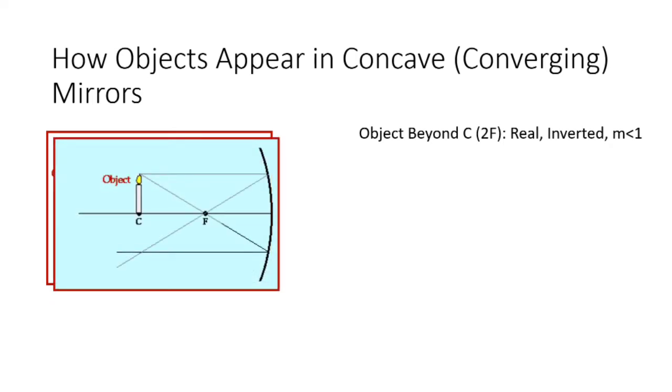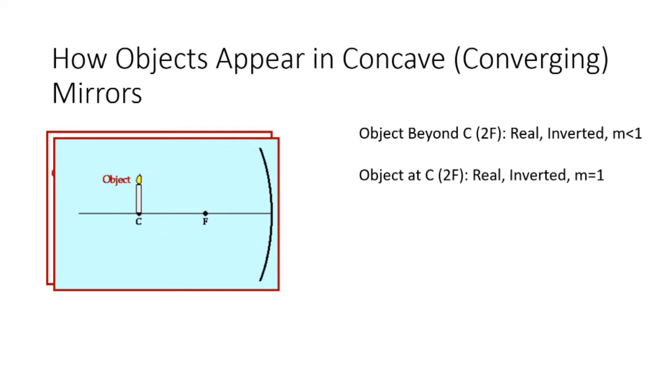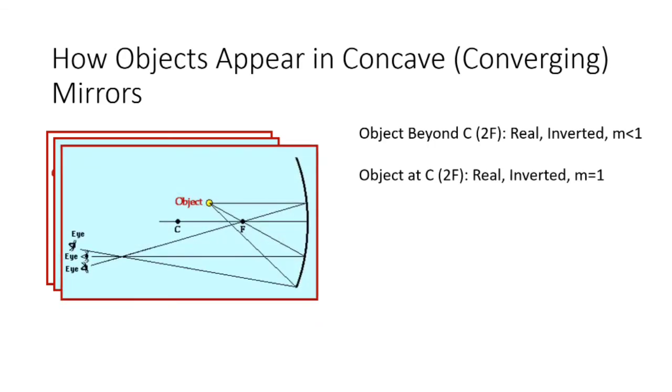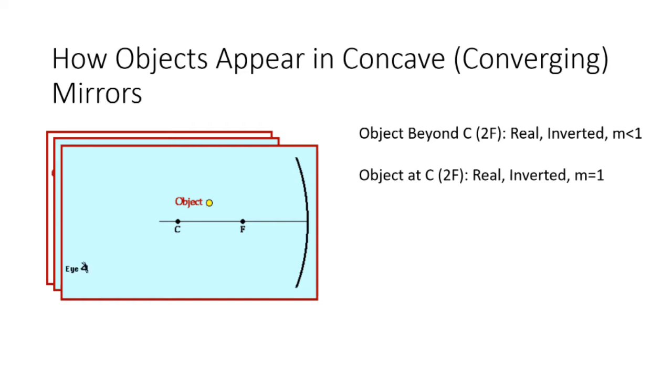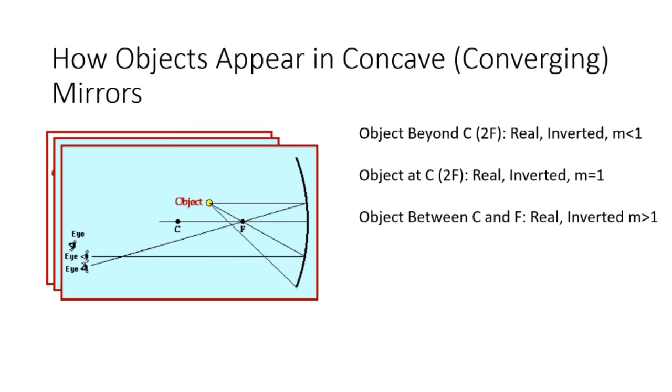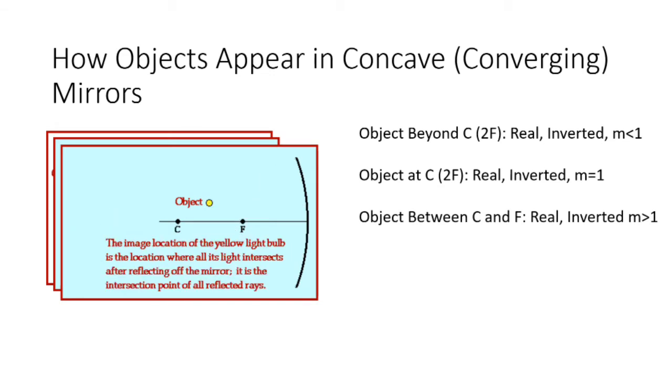As you approach C, you'll notice that the image becomes the same size. It's still real, still inverted, but the magnification is equal to 1, or you could say that it stays the same size. As you can see here, as you get between the radius of curvature and the focal length, the image begins to become bigger. So it's still real and inverted, but now your magnification is greater than 1.